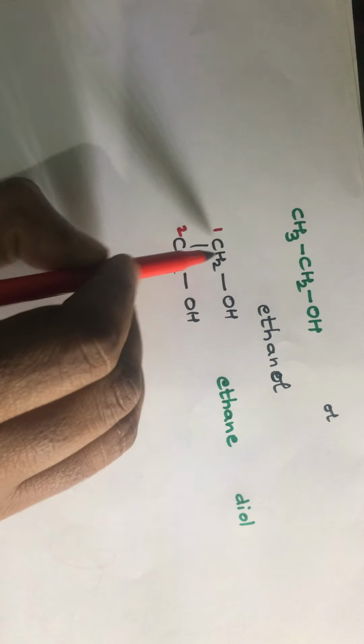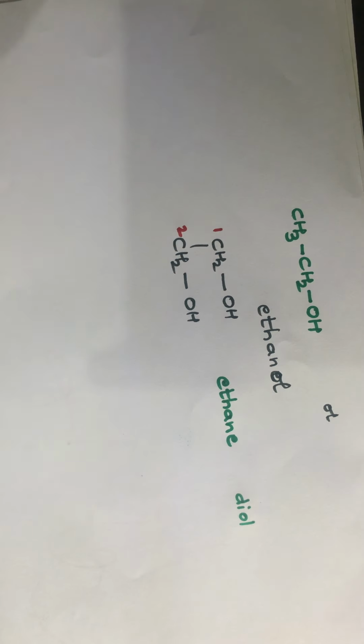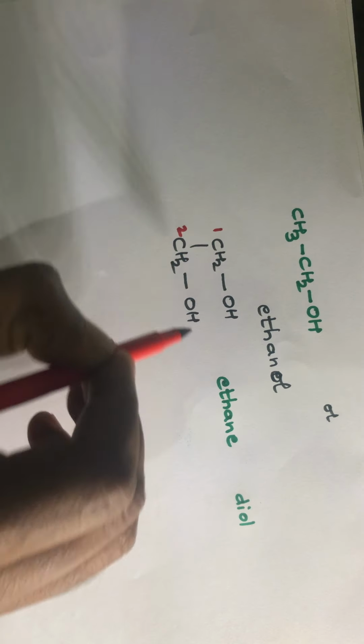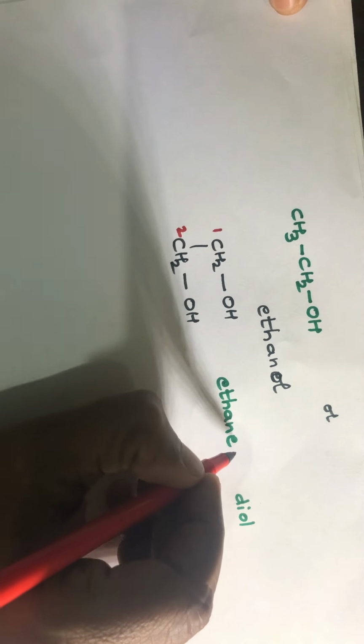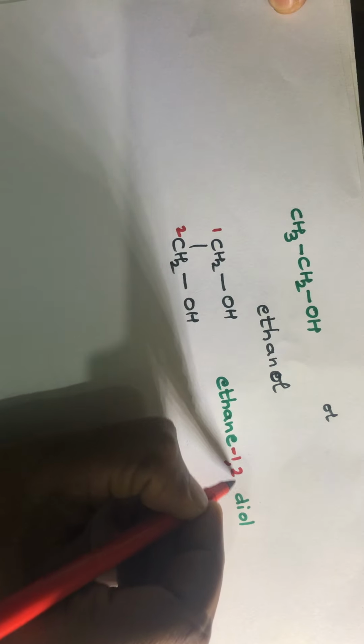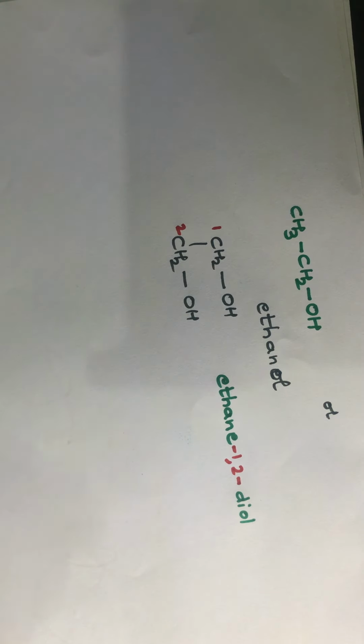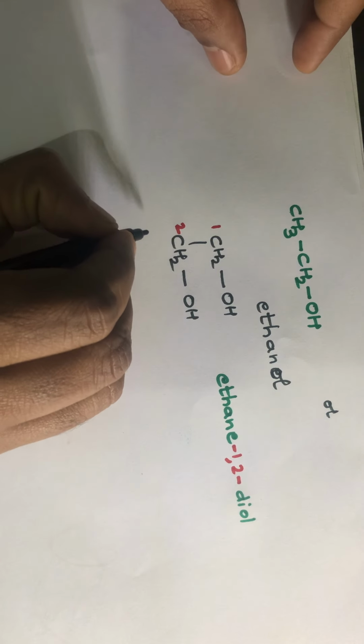Both carbons contain an OH group. If you number it from either side, you will get the same result. So in the first position there is OH, and in the second position there is also OH. So ethane 1,2 diol. Okay, I will take another example so that we will have a clear picture about this.